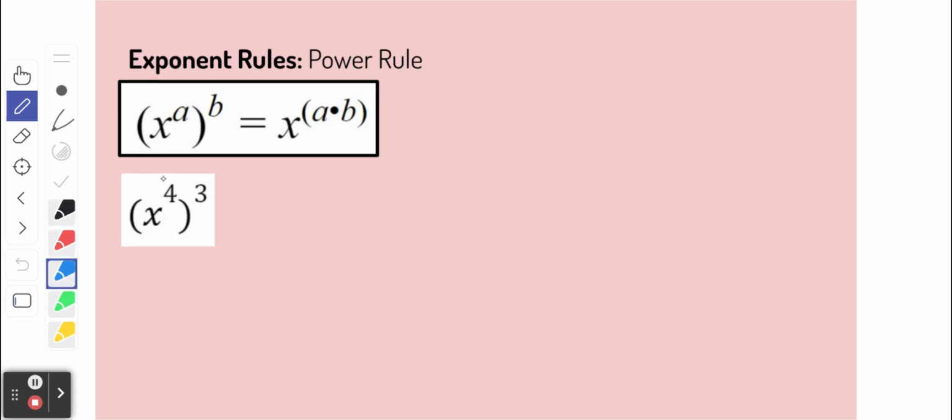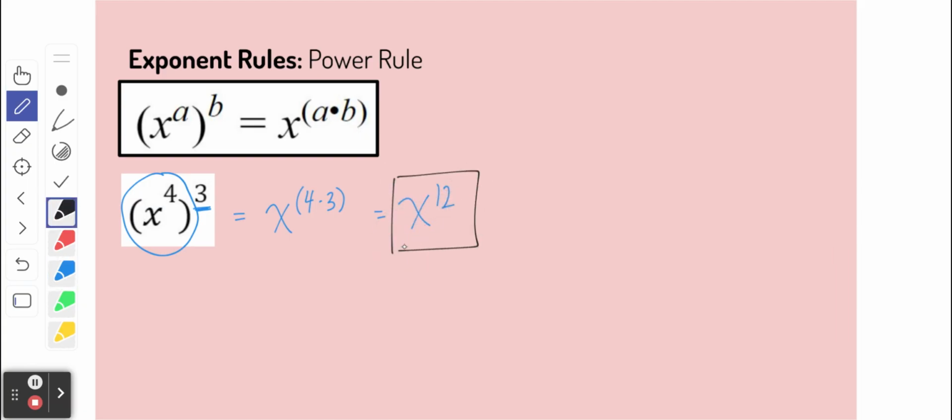In my first example here, I notice I have the power x to the fourth, and it's being raised to the third power. So what I can do is multiply those exponents, 4 times 3, and I end up with my simplified version of x to the 12th.